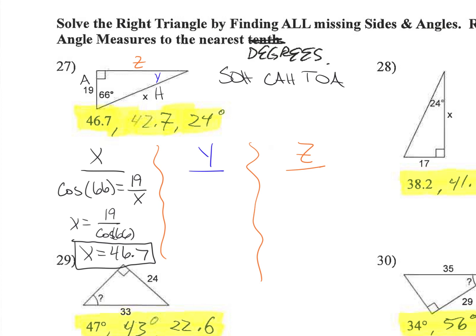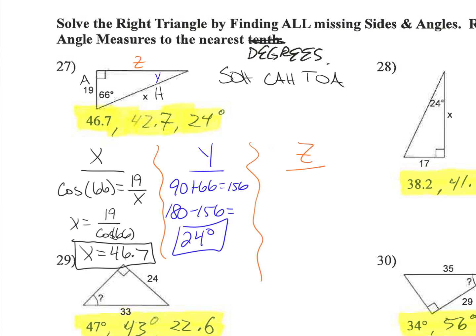And then Y is the missing angle. What do all 3 angles inside a triangle add up to equal? 180. So if they gave me 2 of them, I can add them together and subtract from 180, right? Yes. If I was missing 2, I would use inverse trig. But since I have 2 of them, just add them together. 90 plus 66 equals 156, and 180 minus 156 equals 24. So Y is 24 degrees.